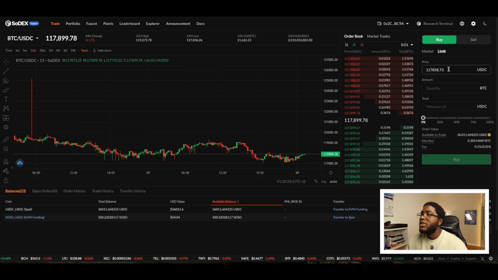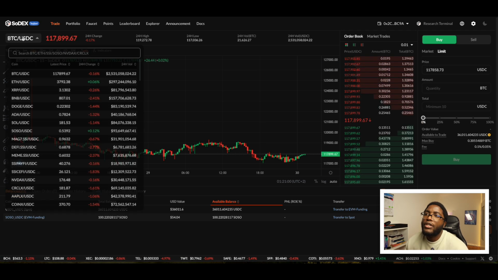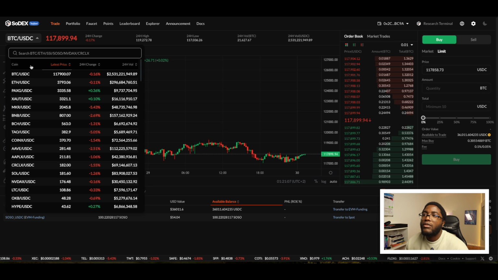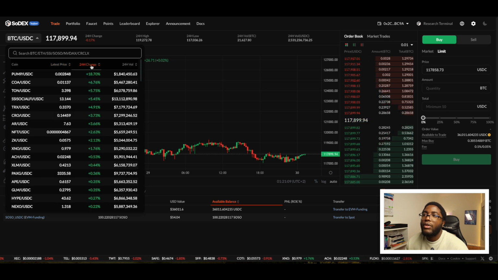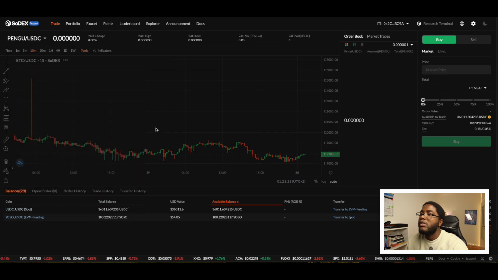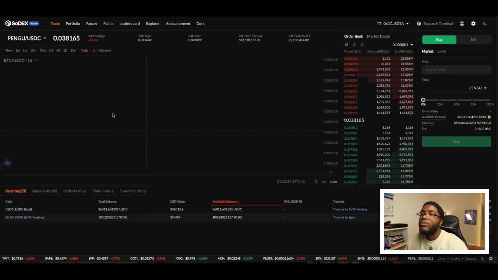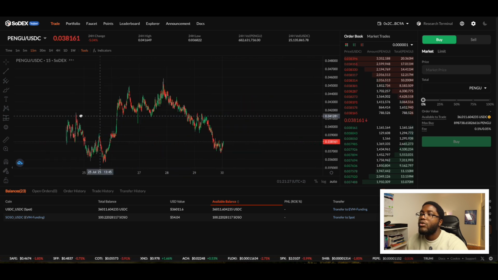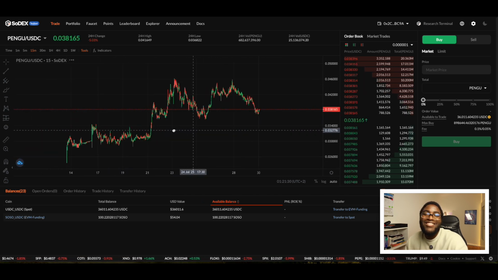For example, let's choose a token. Which one are we going to use? I'm going to use Pengu currently. We can click on 24-hour change to see which token is pumping, and click it again to see which one is suffering. So now we're just going to find Pengu. This is Pengu over here, and you can see this is the chart. It's in a very good buying position. But this, we do not know, guys.